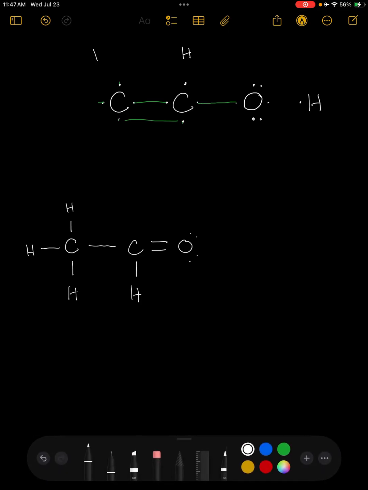Here and here. Right? And that still uses up all of the open unpaired electrons, and it's still a valid structure. It's just organized a little bit differently. So let's clean that one up and look at what it looks like.